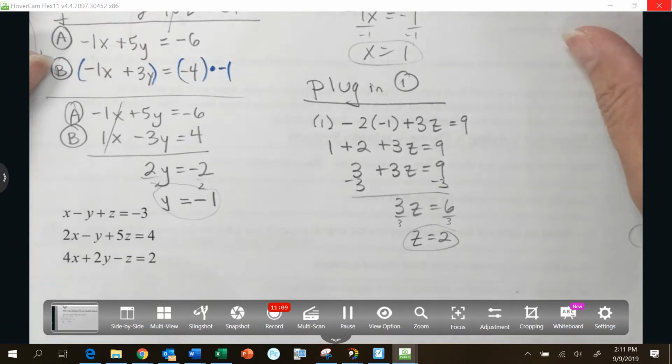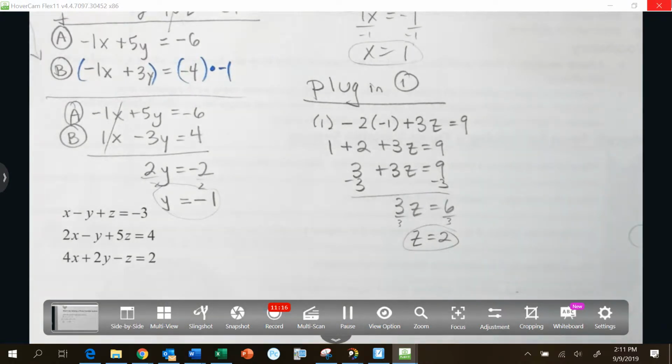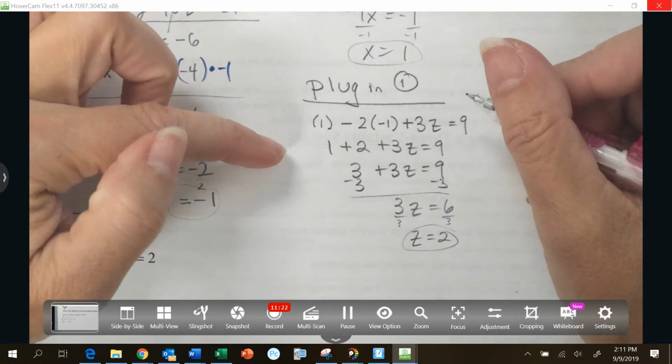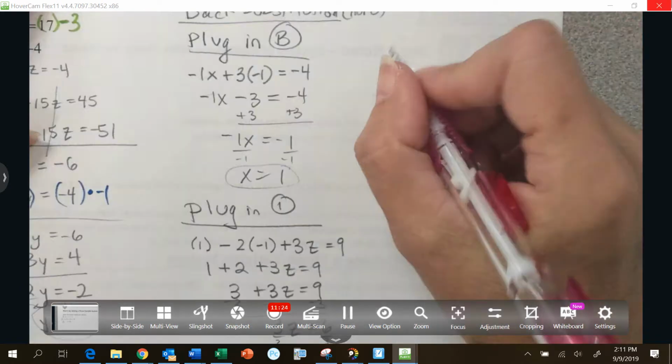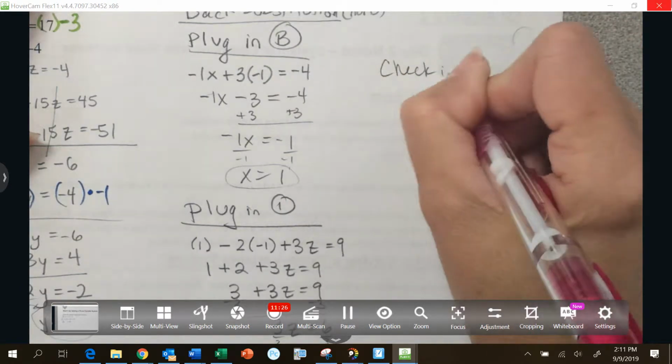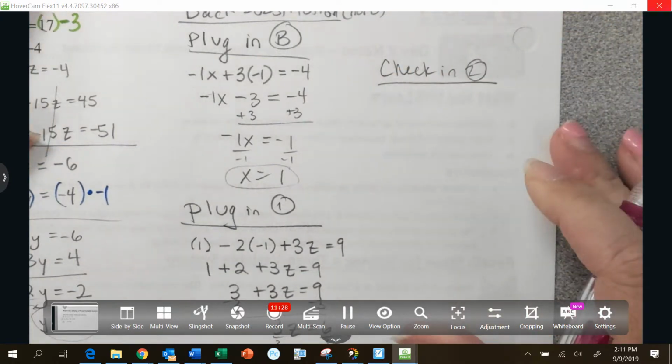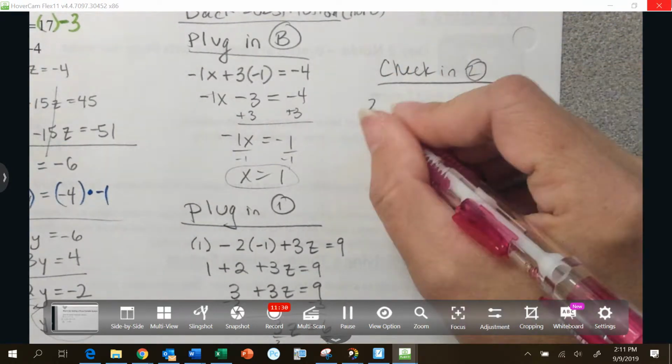Just one thing. We're not done yet, because is there a possibility I forgot a negative somewhere, or I added something wrong, or I multiplied something incorrectly? So you plug in 1, what do we do next? Check in 2. It's the same thing we did yesterday, there's just more work.